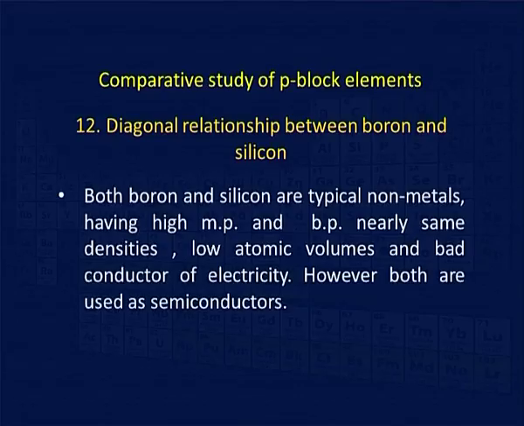Let us discuss the diagonal relationship between boron and silicon. Both of these elements lie in the p block. Both boron and silicon are typically non-metals having high melting and boiling points, nearly the same density, low atomic volume, and bad conductors of electricity. However, both are used as semiconductors.